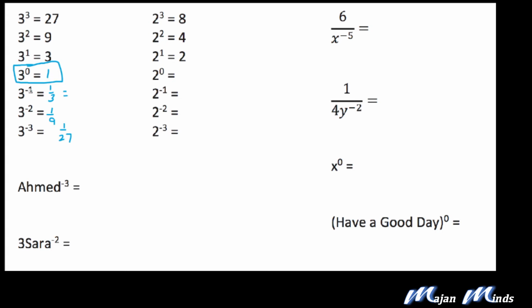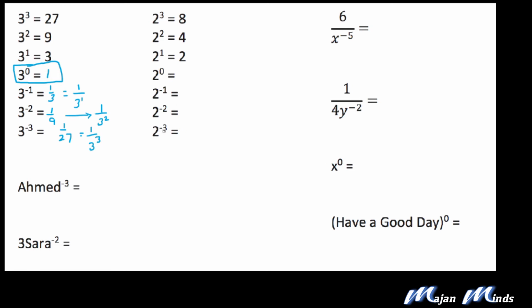Whenever you have negative exponents, all you have to do with those is make them positive and put them in the other part of the fraction. If they're in the top, put them in the bottom. So 3 to the negative 1 becomes 1 over 3 to the positive 1. 3 to the negative 2 becomes 1 over 3 to the positive 2. 3 to the negative 3 becomes 1 over 3 to the positive 3.